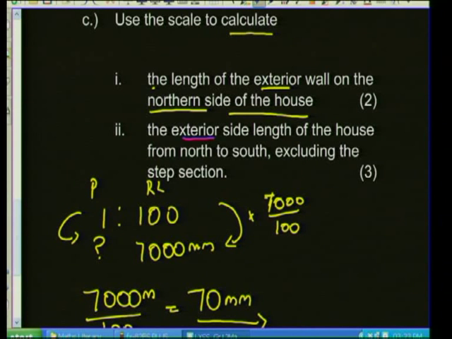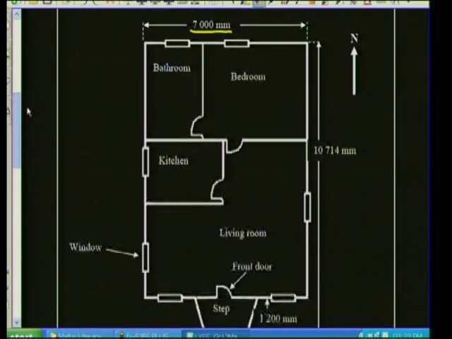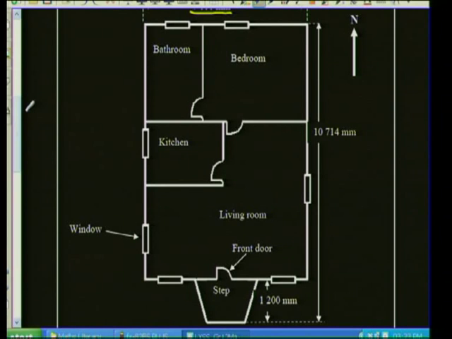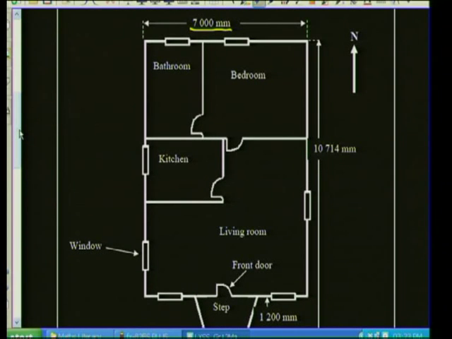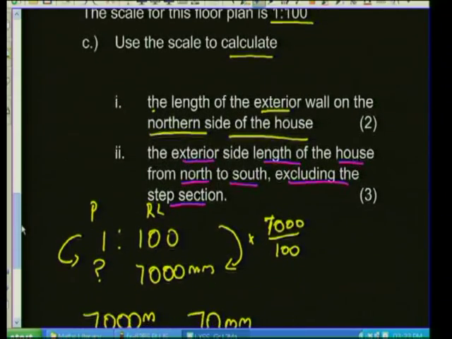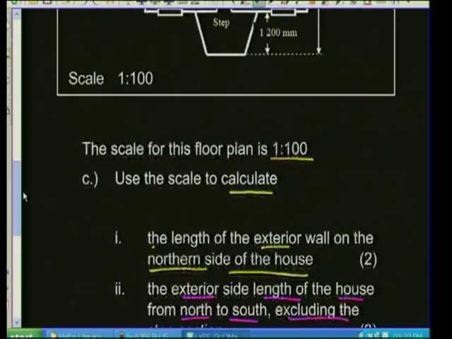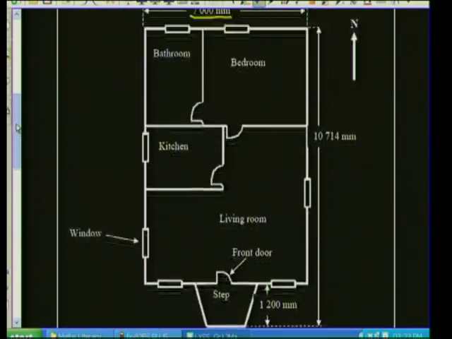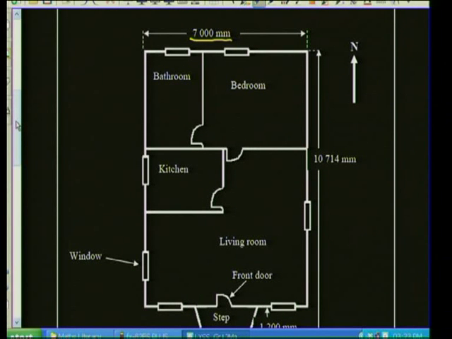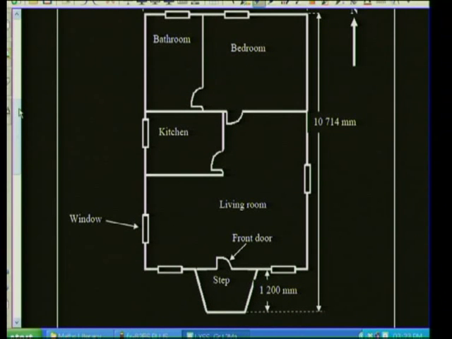The exterior side length of the house is what we need to calculate next, from north to south, excluding the step section. So let's go back to our wall. We've got our south wall. We want the exterior from north to south. So that's this wall here, which is 10,714 millimeters, but it's excluding the step. So we need to exclude that.